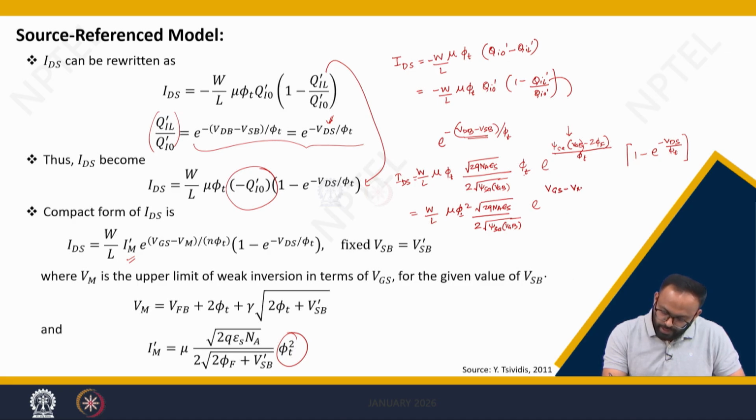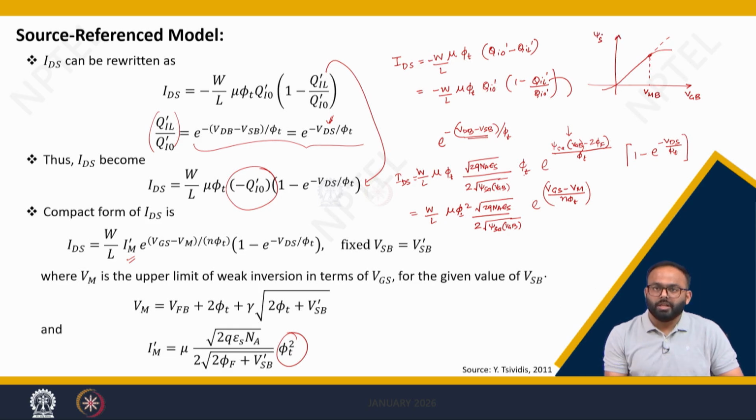minus Vm by n times of phi t, where we plotted this graph with respect to Vgb and we got this type of point. This point was defined as Vmb and you are plotting surface potential. However, if I replace this axis in terms of Vgs, then this will become what? Vm. We have already discussed what is Vm and what is Vmb.